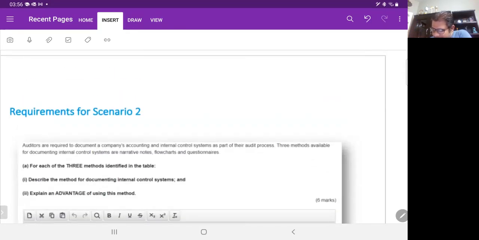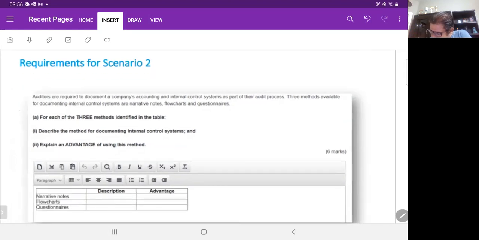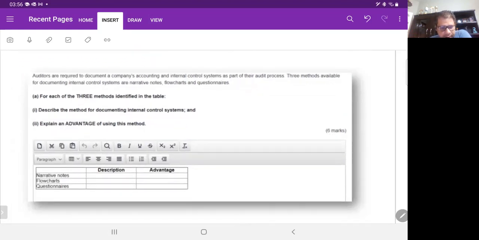For each of three methods identified in the table, which table? This one, as you can see, narrative notes, flow charts, and questionnaires, right? And then we have to describe the method for documenting internal control systems, and then we have to explain an advantage of using these methods, right? Simply a knowledge-based question. For this part of the question, we don't even have to look at the scenarios.